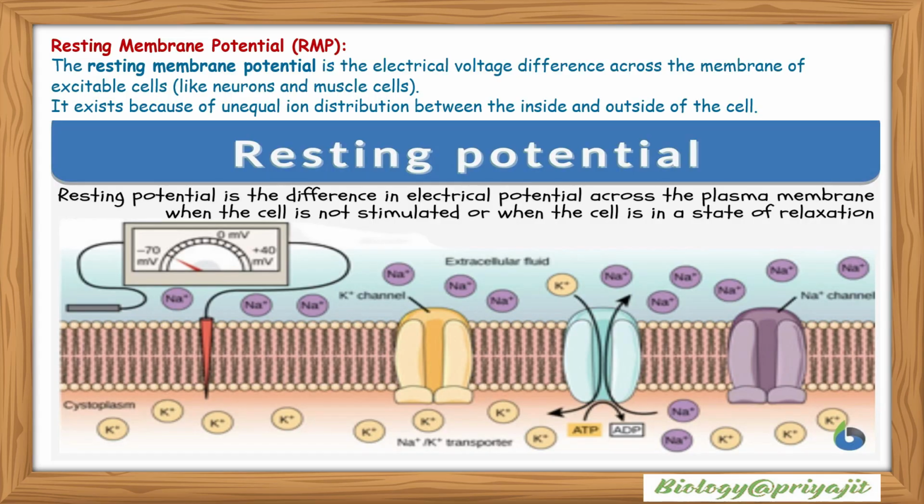Resting membrane potential, or RMP. Fundamentally, the resting membrane potential is the electrical voltage difference across the membrane of an excitable cell, like neurons and muscle cells. It exists because of unequal ion distribution between the inside and outside of the cell. Resting potential is the difference in electrical potential across the plasma membrane when the cell is not stimulated, or when the cell is in a state of relaxation.